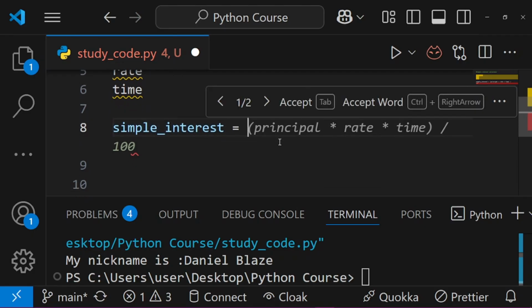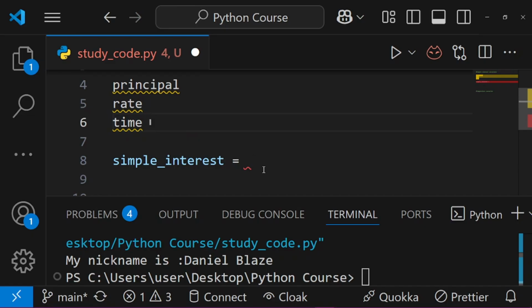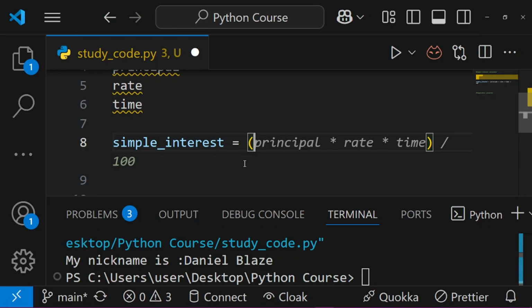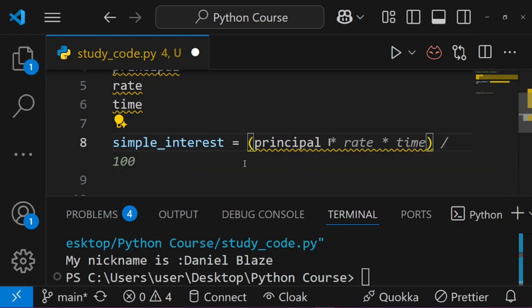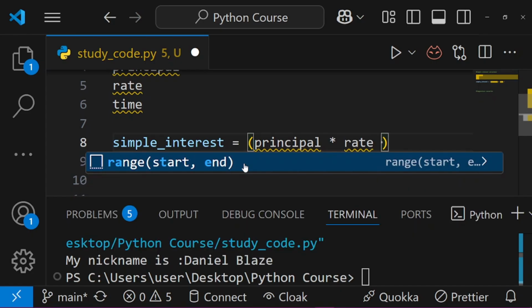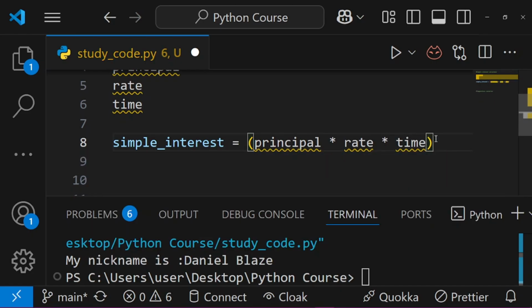Yes, so I don't know if you can see. So yes, this is the formula for simple interest. So for simple interest, it is the principal times the rate times our time divided by 100. That's how we can get our simple interest. So we are going to write out the formula in our bracket. So we say principal times rate times time, and then we take over 100.